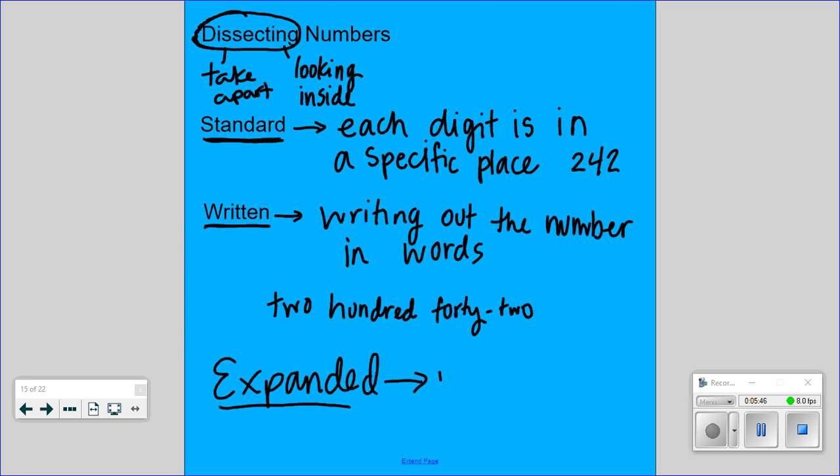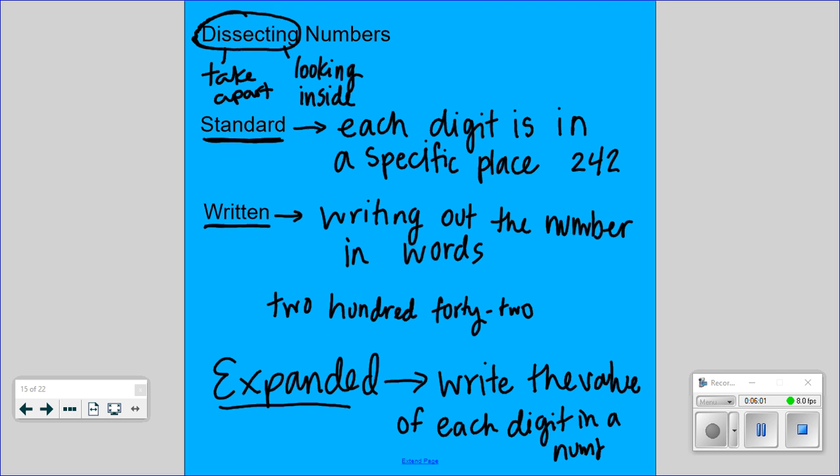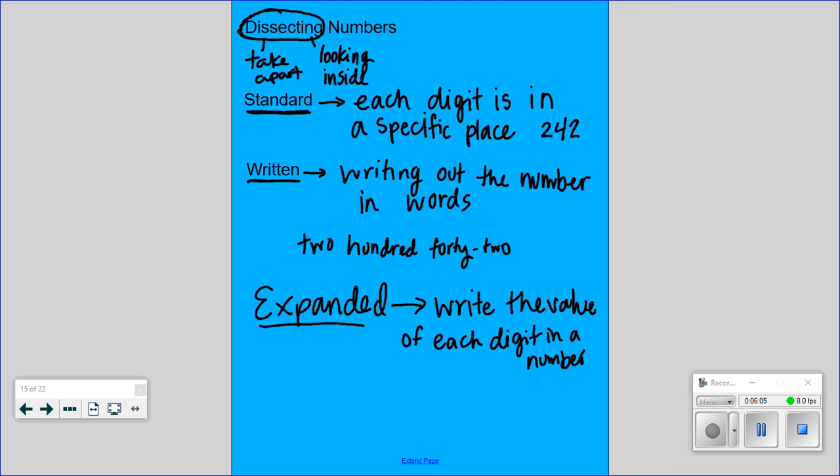Expanded form is when you write out the value of each digit in a number. You are writing out the actual value of that digit. For instance, we'll still play with 242. That first 2 is in a very specific spot. How much is that first 2 actually worth? Because it's not worth 2. 200. So I'm going to write out the number 200.